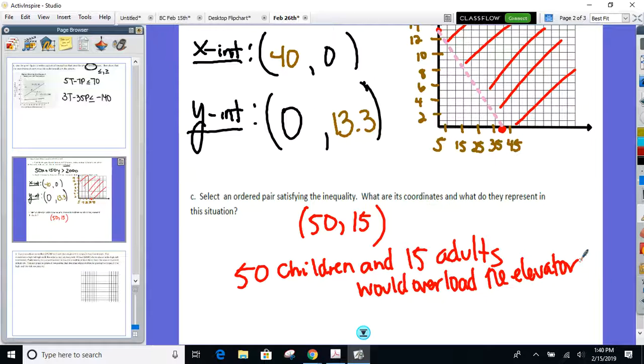You could have told me what? Five children and 14 adults. That would have done it too. Okay, any combination in the shaded region would overload the elevator. Nice job. Anyone all right? We finished it on a high note now. Questions?